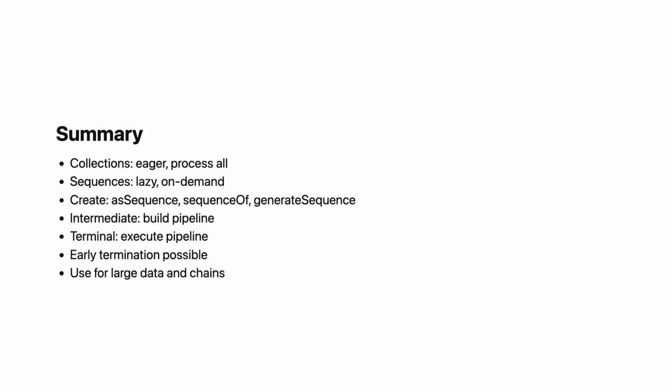Let us summarize. Collections are eager. They process all elements immediately. Sequences are lazy. They process elements on demand. Create with asSequence, sequenceOf, generateSequence. Intermediate operations build a pipeline. Terminal operations execute it. Sequences process vertically, enabling early termination. Use sequences for large data, chained operations, and partial consumption. Avoid sequences for small data where overhead exceeds benefit. Sequences enable efficient processing without intermediate collections.